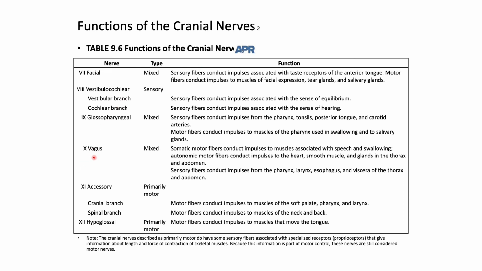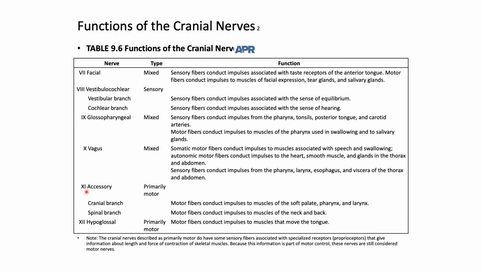Cranial nerve 10 is called vagus nerve. This is a very important nerve. It provides somatic motor input to muscles of pharynx, which are associated with speech and swallowing. But most importantly, vagus nerve provides autonomic motor fibers to the heart, smooth muscle, and glands in the thorax and abdominal cavity.